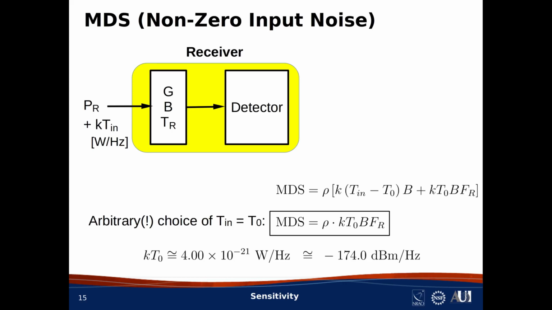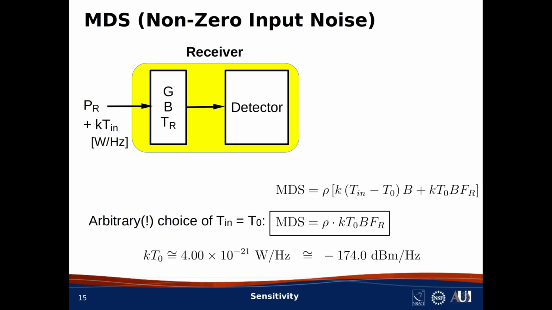If you work around RF engineers long enough, you will see this number, minus 174 dBm per hertz, show up everywhere, and this is why. Simply put, minus 174 dBm per hertz is the minimum possible value of the non-zero input noise MDS, when the input noise temperature is equal to the IEEE standard reference temperature of 290 K.